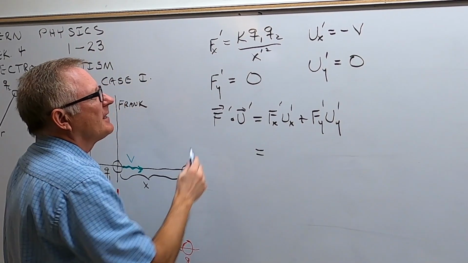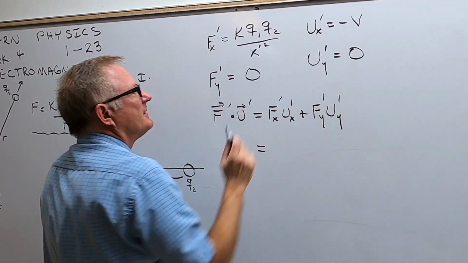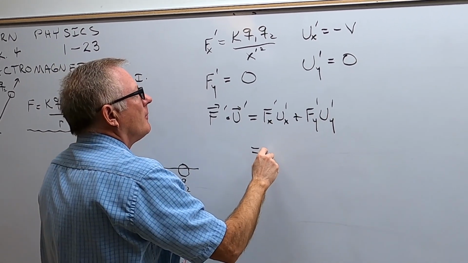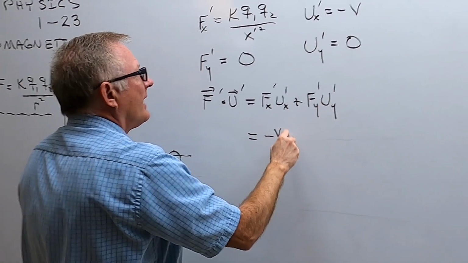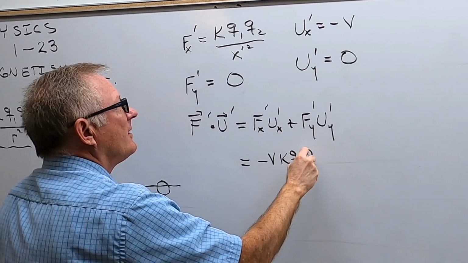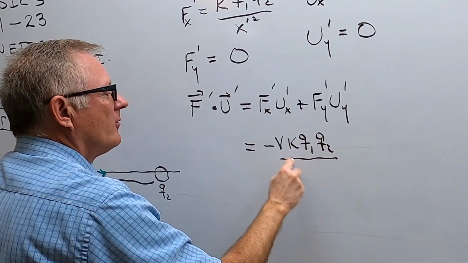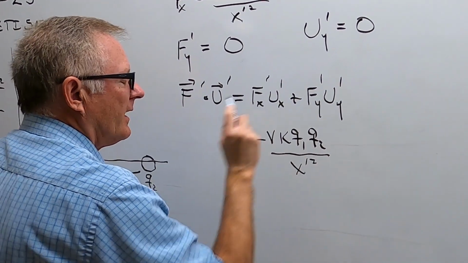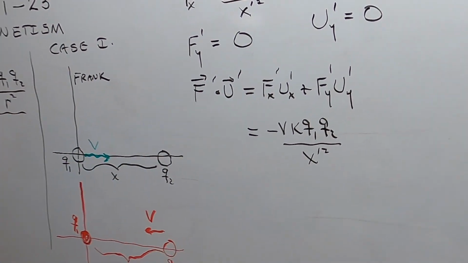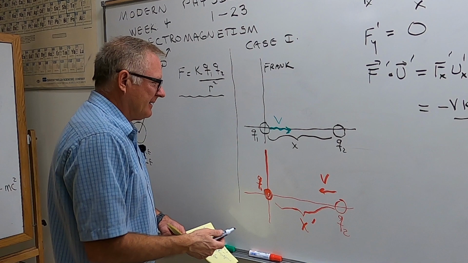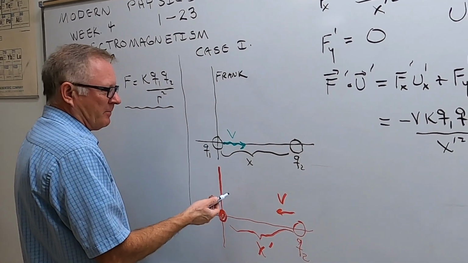Okay, so what does that give me? It just gives me this times this, which is minus v K Q1 Q2 all over x prime squared. Now I should come back to here and say something about time here.